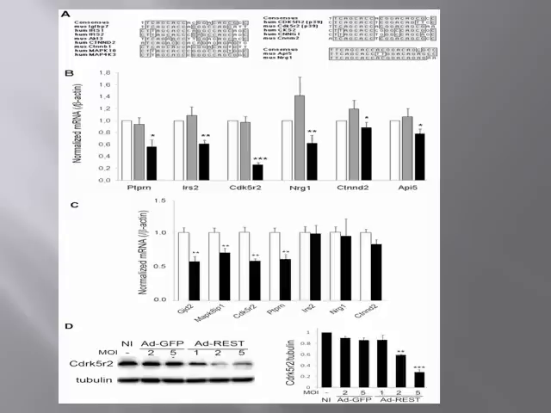In figure D, CDK5R2 was decreased upon REST expression. This is represented by immunoblotting, and lower levels of CDK5R2 are detected with high levels of REST.